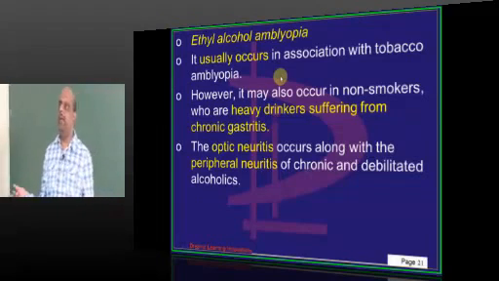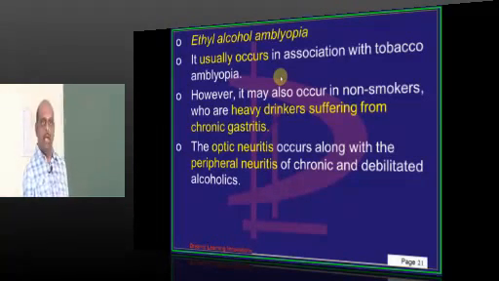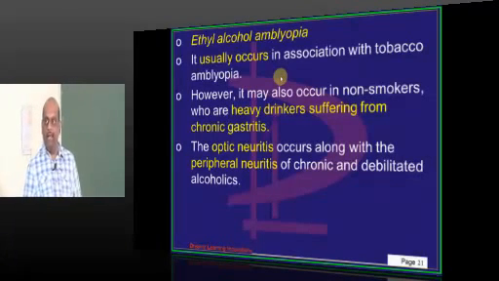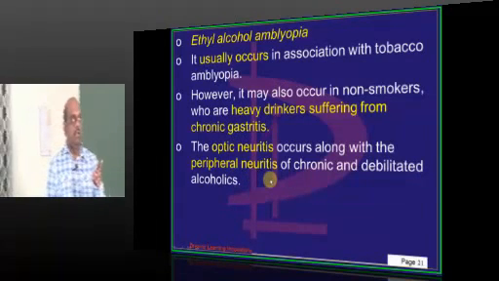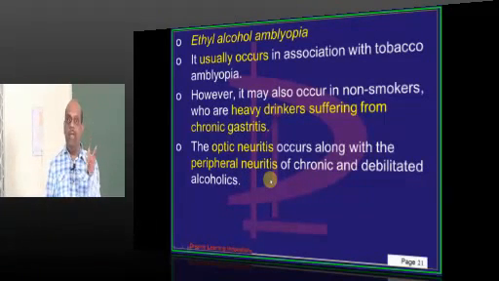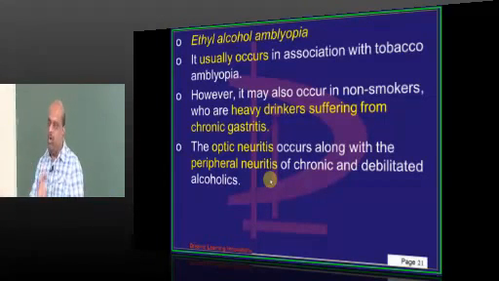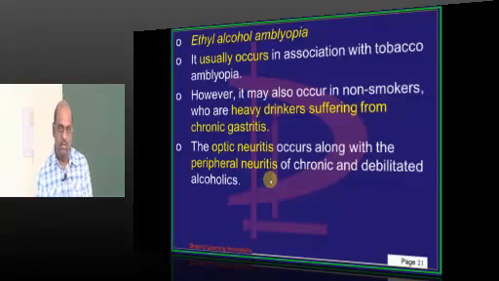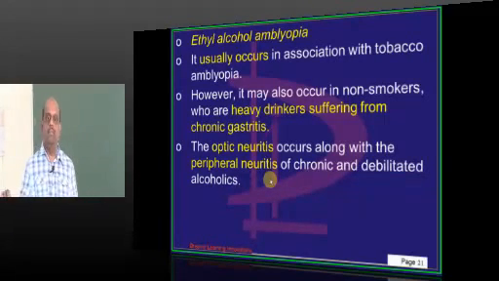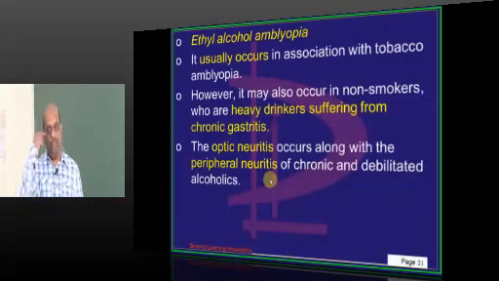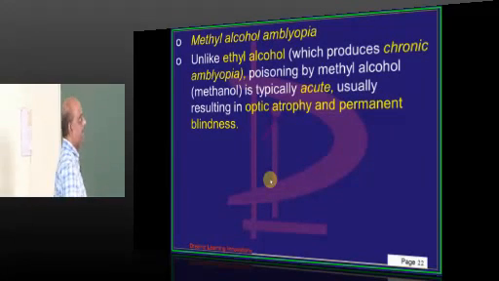Then what is ethanol amblyopia? It usually occurs along with tobacco in the heavy drinkers, especially who have chronic gastritis. And one of the ways it can lead to amblyopia is ethanol will lead to vitamin deficiencies with peripheral neuritis. Same myelin sheath problem can affect even the optic nerve, leading to associated optic neuritis, is what you need to remember.